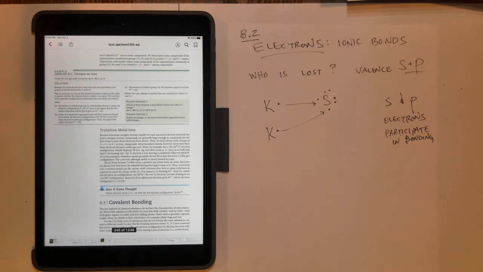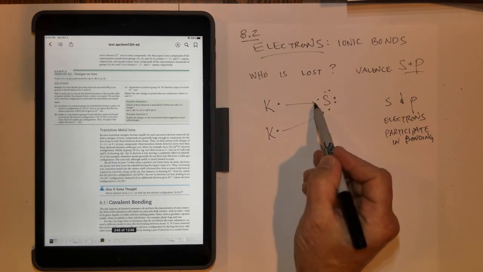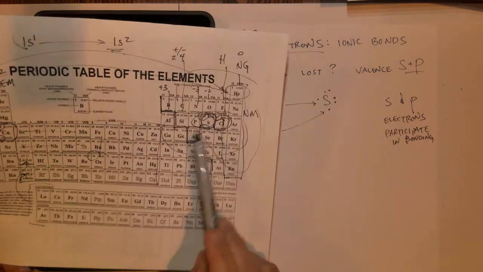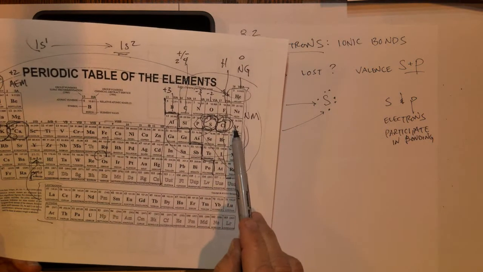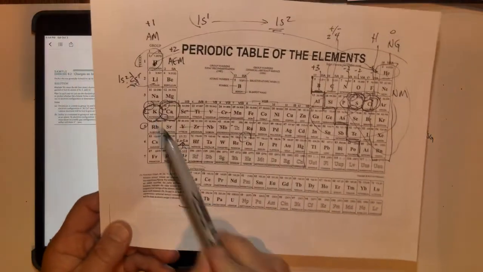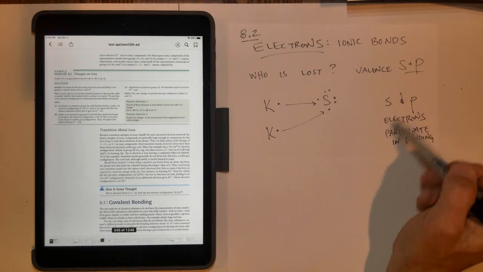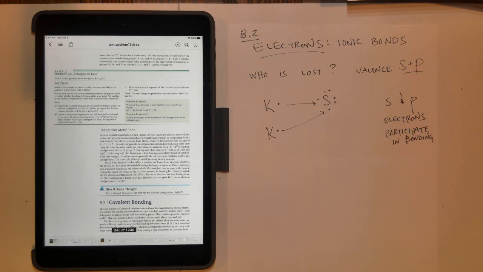And to obtain an octet, this potassium would give 1 electron away, this potassium would give 1 electron away, and then we'd have sulfur with 2 more electrons would look like argon, and then we'd have potassium right here with 1 less electron each, and now they would have the noble gas configuration of argon. So it's the s and the p electrons that participate in bonding.